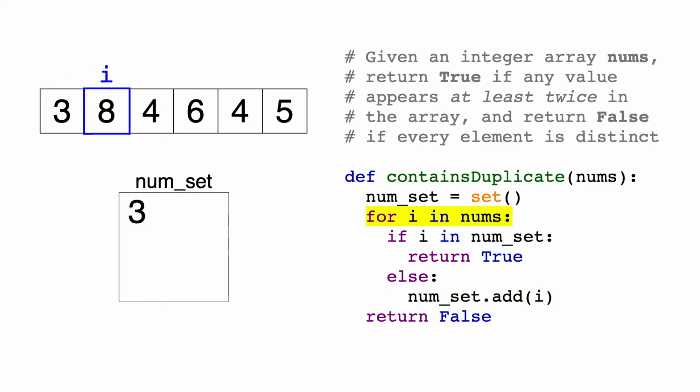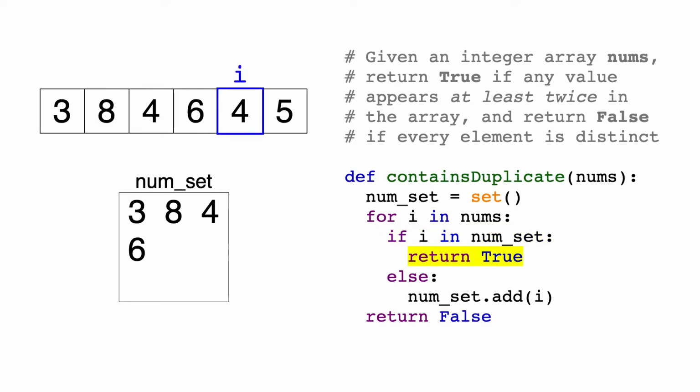Next up is 8. 8 is not in the set, so we'll add that too. Next we'll look at 4, which isn't in the set either, so we'll add it. And next is 6, which again needs to be added. Now i is 4 again, and when we check in the set, we see that it's already there. This means that we have found a duplicate, so we can just end now and return true.